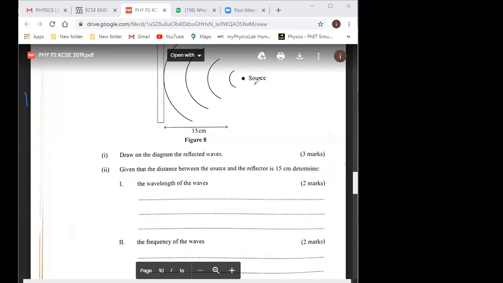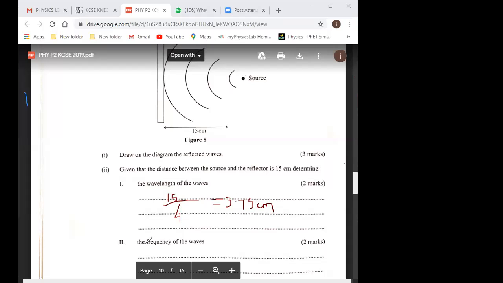Okay, let's go through it then. We can see that from the source up to here, it is 15 centimeters. This 15 centimeters is divided by how many wavelengths? So we count the number of wavelengths. Here we have 1, 2, 3, 4. So we divide by 4 wavelengths, and we are going to have 3.75 centimeters. So that is going to be our answer, 3.75 centimeters. We work on the other question.